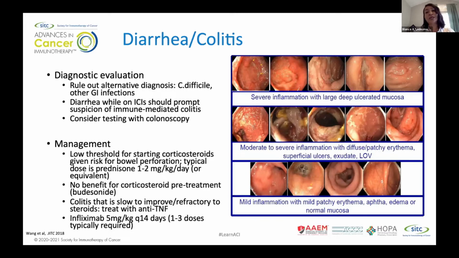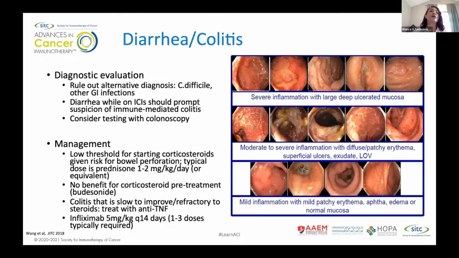As we see here on the right with the depictions of a colonoscopy, starting from the bottom, we see a mild inflammation. This patient has a colitis with patchy erythema, aphthae, edema, and some normal mucosa. Then the moderate colitis we see in the second set of pictures, with diffuse patchy erythema and some superficial ulcers, and the very top one shows the most severe inflammation with large, deep ulcerated mucosa.